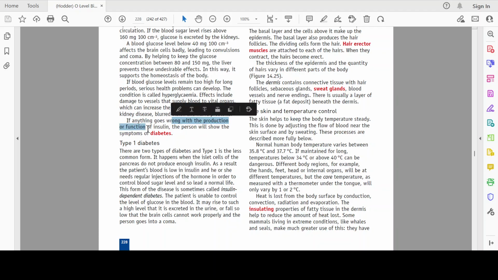If anything goes wrong with the production and function of insulin, the person is said to have diabetes. There are two types of diabetes. Only diabetes type 1 is mentioned over here. This is where insulin is being produced but not enough, and so the person needs insulin injections to help control the blood glucose level. So type 1 diabetes is sometimes called insulin dependent diabetes.